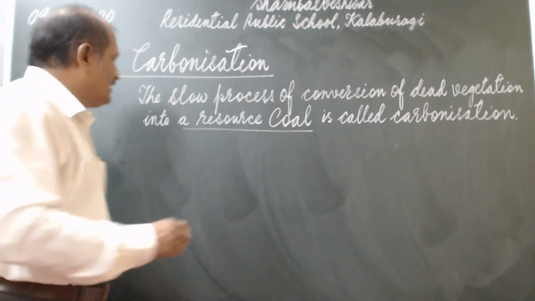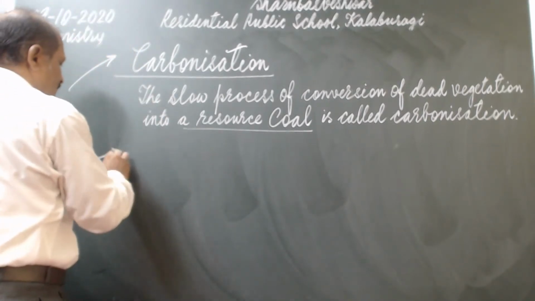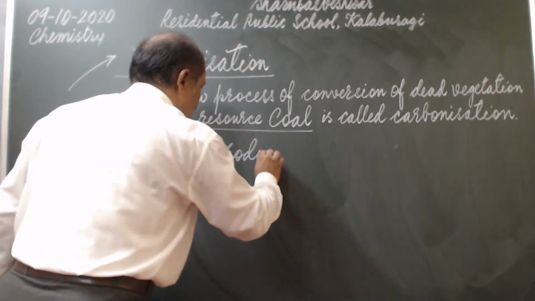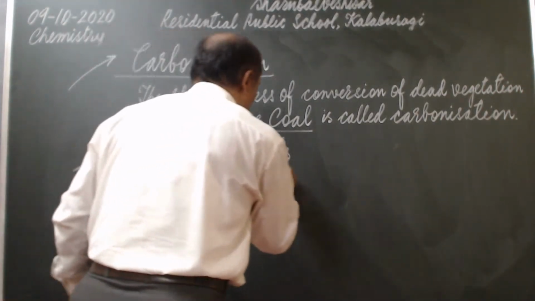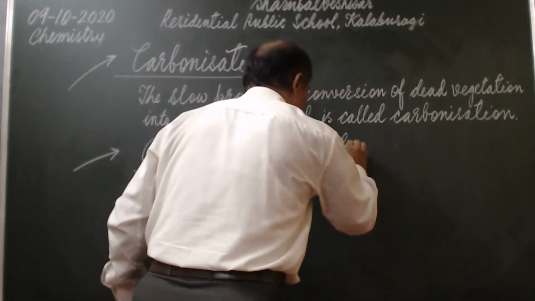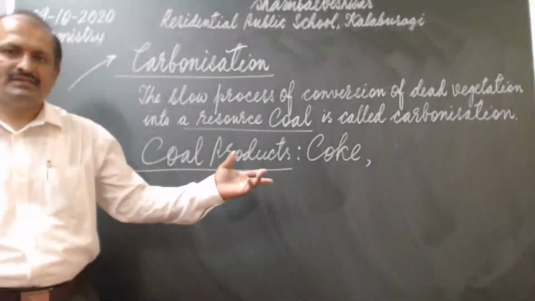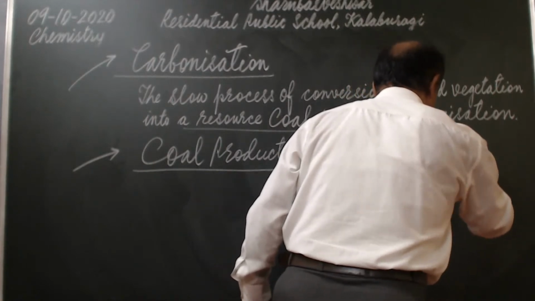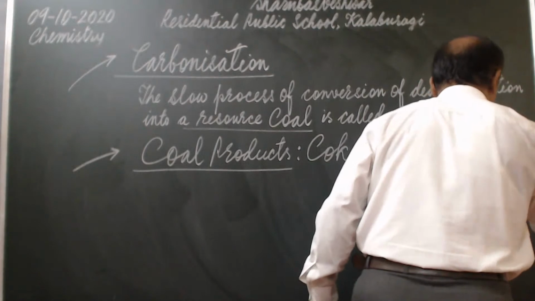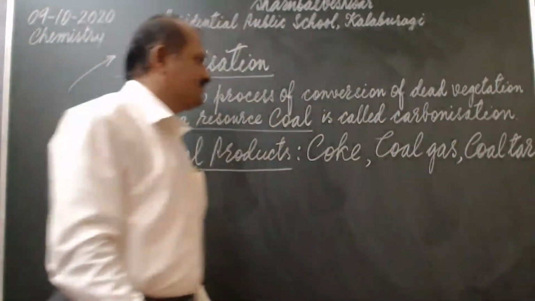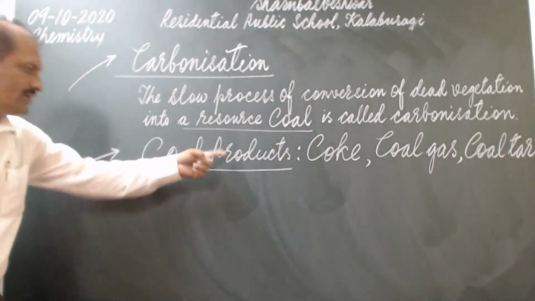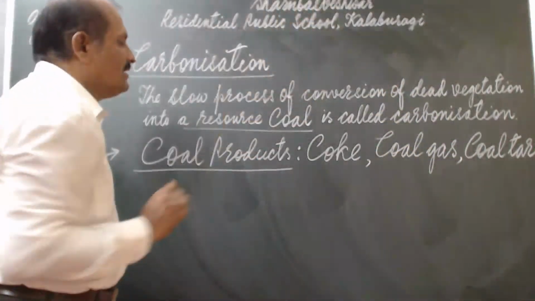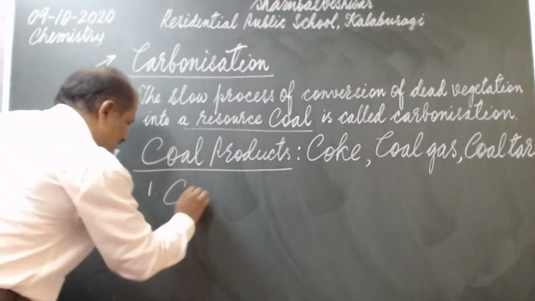My dear students, now see, we have the coal products, or products of coal. See, coal products are coke, coal gas, and coal tar. Dear students, the products of coal are coke, coal gas, coal tar. But dear students, about coke we discuss first.